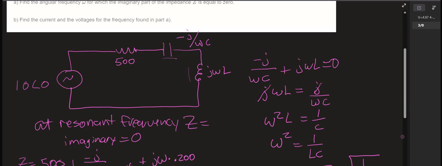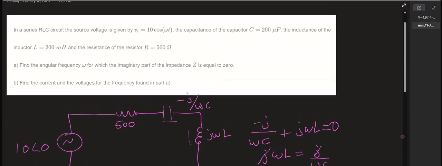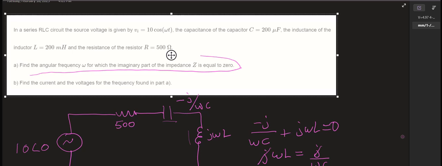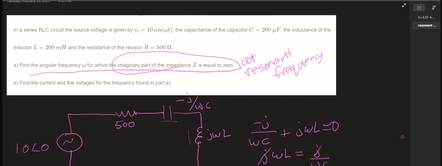And so how do you determine this resonant frequency at a certain time? In this problem, it's because it said find the angular frequency for which the imaginary part of the impedance is equal to 0. So that's equivalent to saying that you are at resonant frequency. Not Z is equal to 0, the imaginary part is equal to 0. So what is the name of the imaginary part of the impedance? Reactance. So this is equivalent also to saying the reactance equals 0.